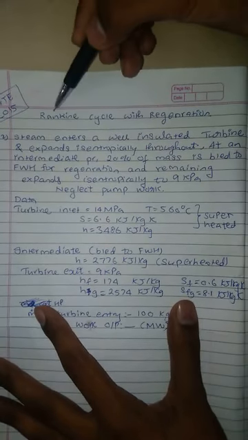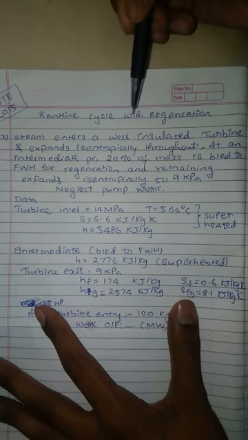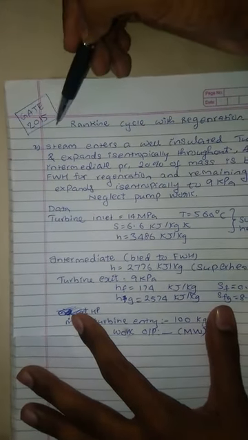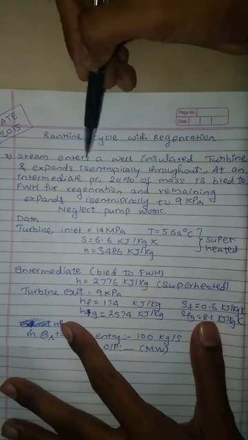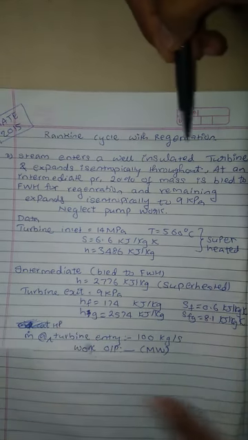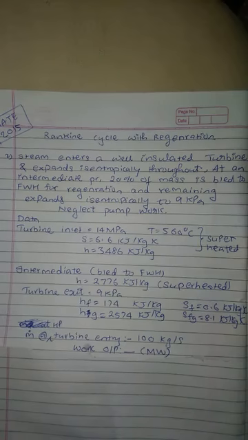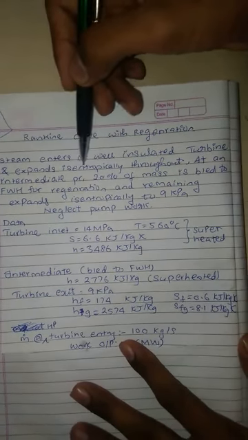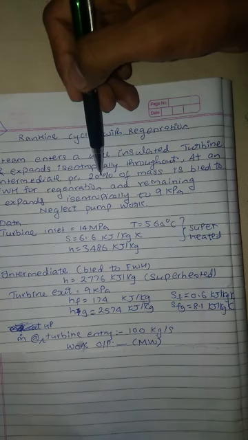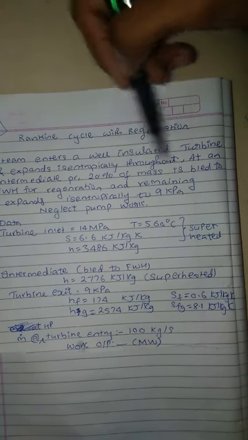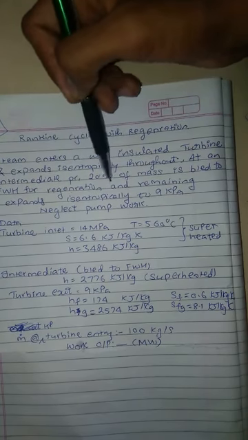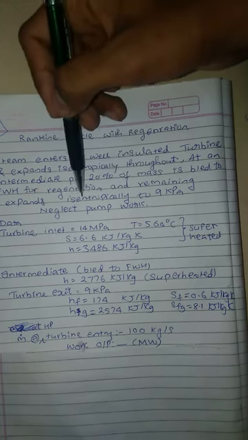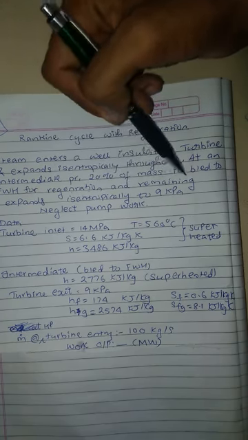Now let us see the Rankine cycle with some modification. The first one is Rankine cycle with regeneration. A similar type of question was asked in the GATE 2015 exam. The question statement is: steam enters a well insulated turbine and expands isentropically throughout. At an intermediate pressure, 20% of mass is bled to the feed water heater for regeneration, and the remaining expands isentropically at 9 kilopascal.